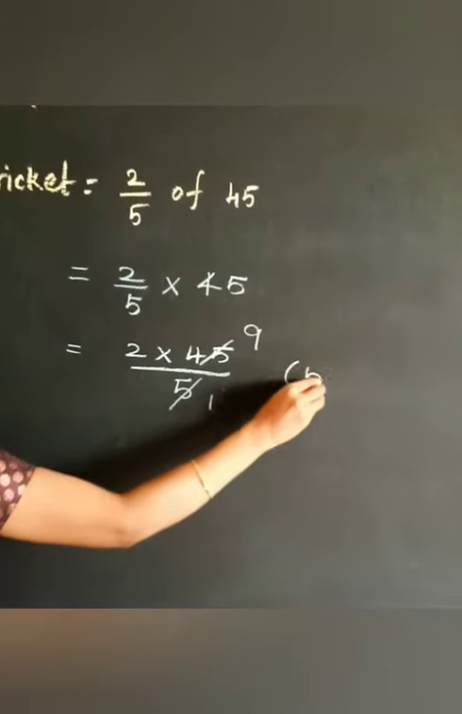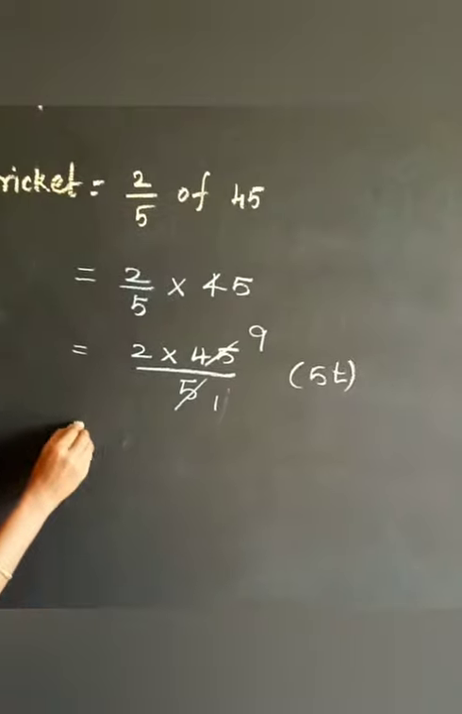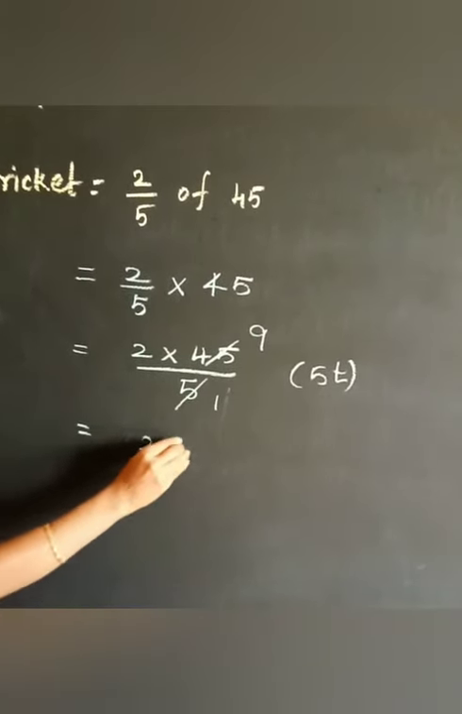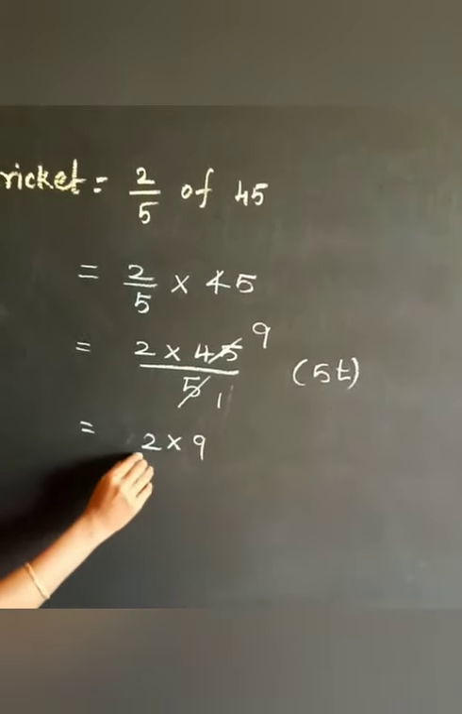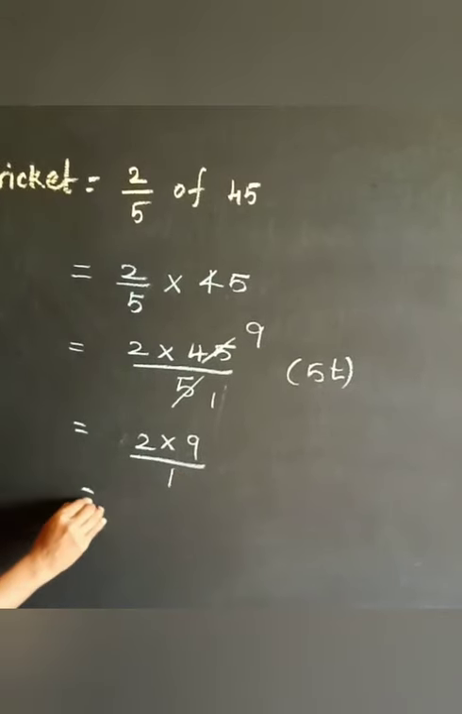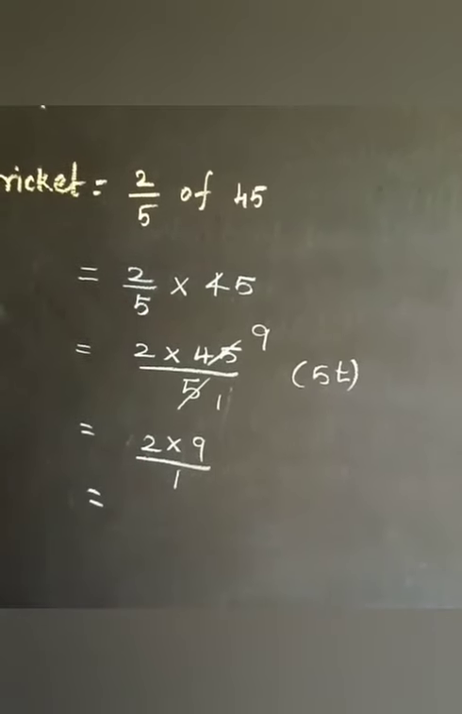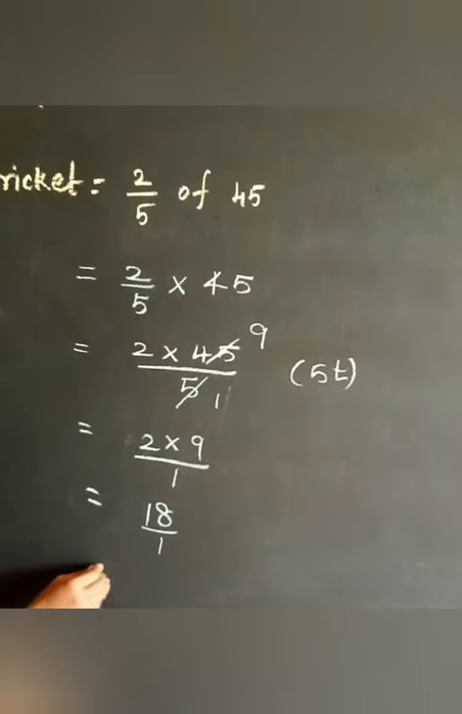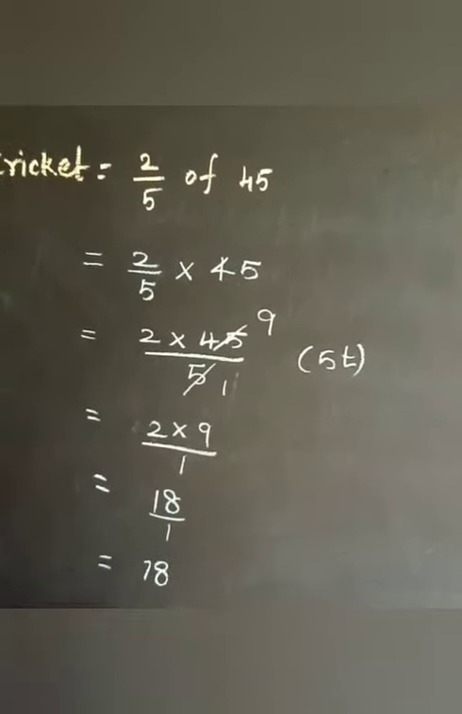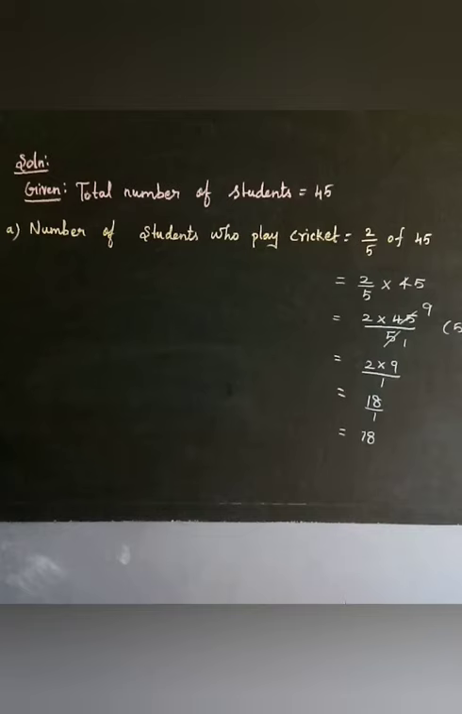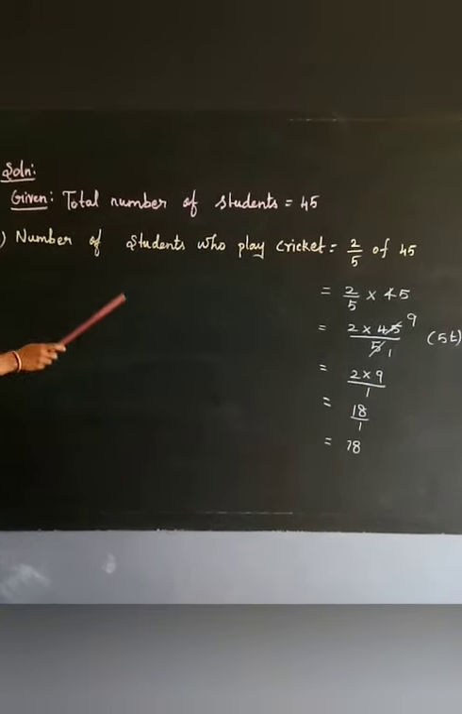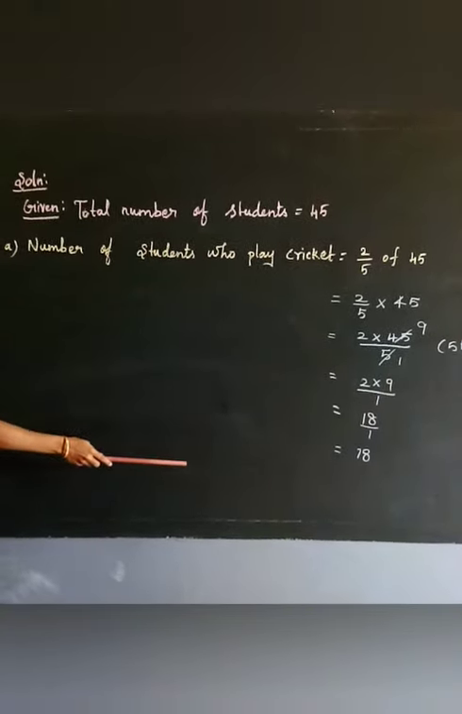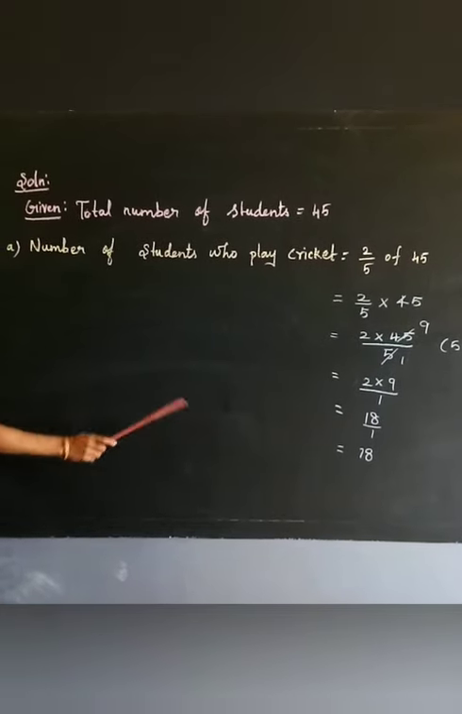Which table are we using here? The 5 table. It is equal to 2 into 9 divided by 1. 2 nines are 18, divided by 1. 18 divided by 1, we get the answer 18. So the total number of students playing cricket, we get the answer is 18.